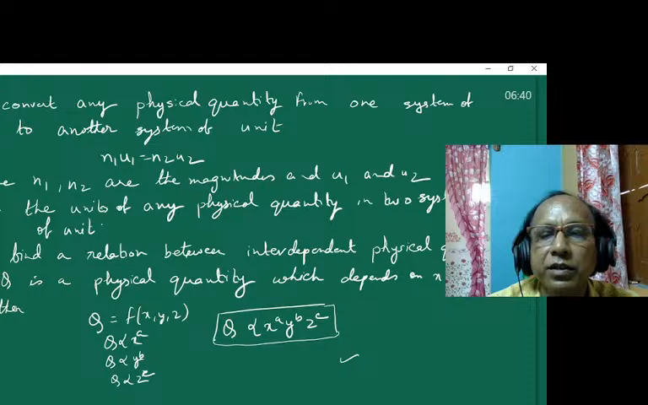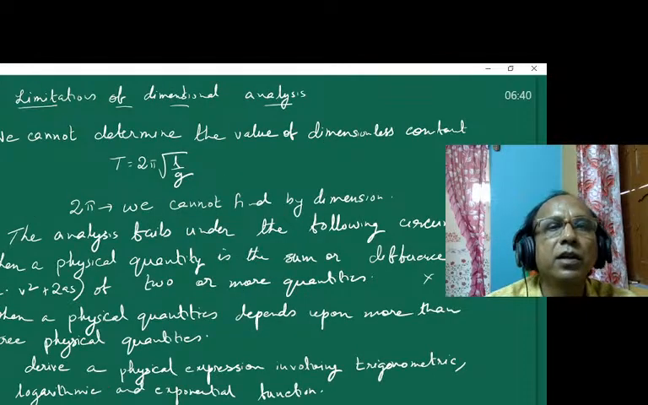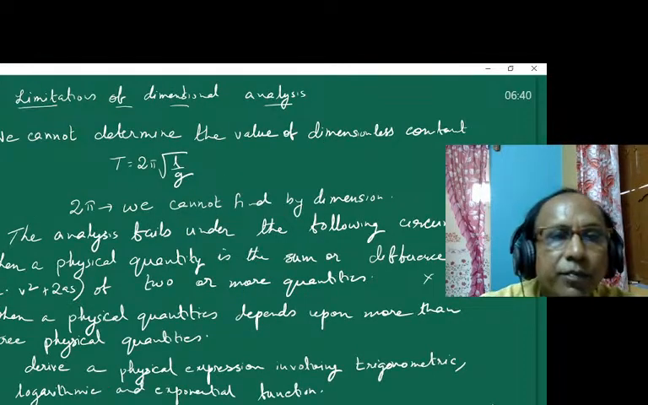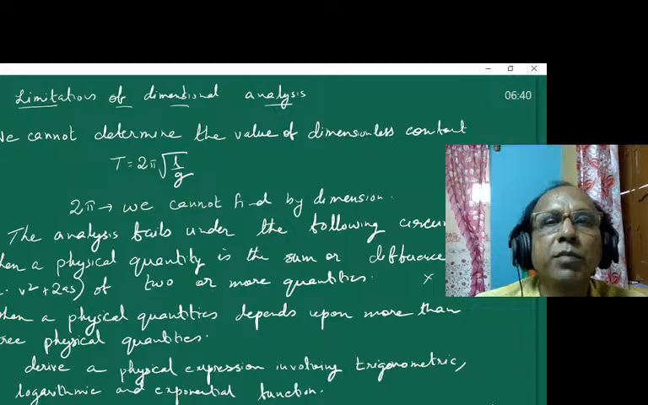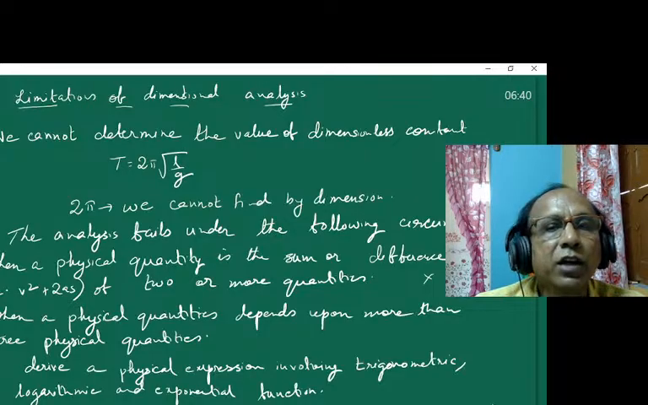The next important thing is the limitations of dimensional analysis. So what are the main limitations? We cannot determine the value of dimensionless constants, for example in T equal to 2 pi root over L by g. You cannot find the value 2 pi by dimension, because this is a dimensionless constant.